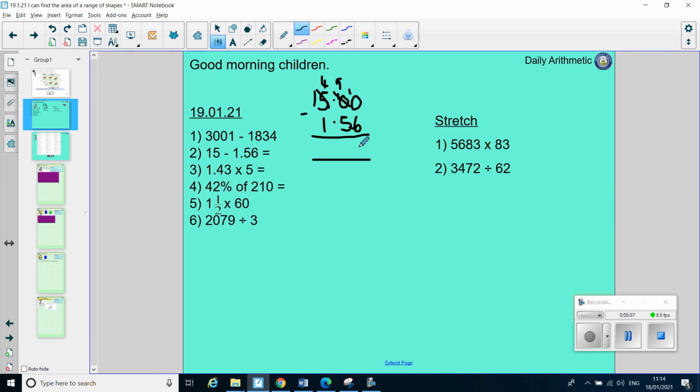Right, 10 take away 6 is 4, 9 take away 5 is 4, 4 take away 1 is 3, and 1 take away nothing is 1. So my answer is 13.44.